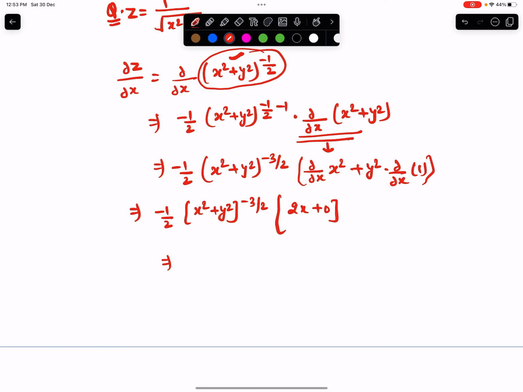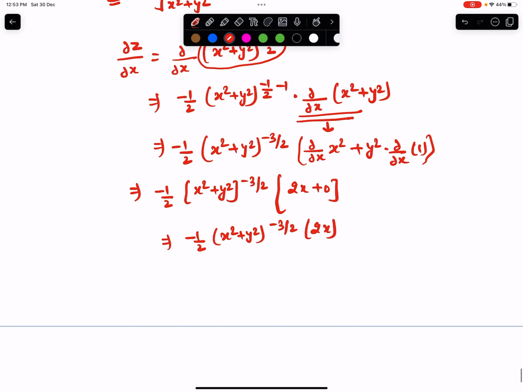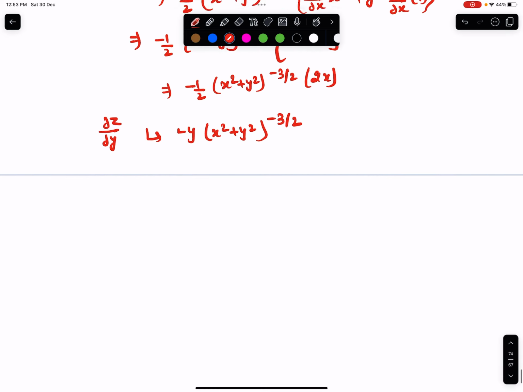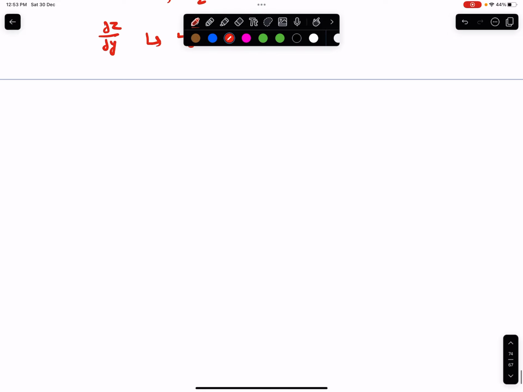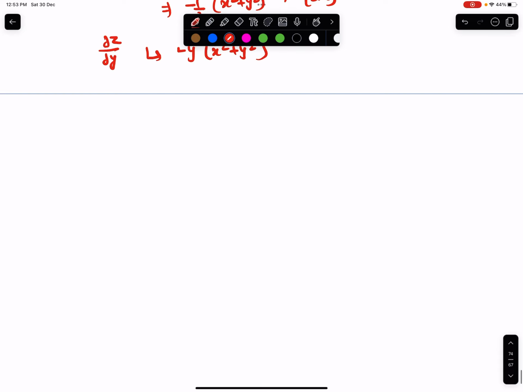So our final answer will be minus 1 by 2 (x² + y²) raised to the power minus 3 by 2 into 2x. Similarly, we will differentiate it with respect to y, and we will get our answer as minus y (x² + y²) raised to the power minus 3 by 2. This is our answer. So this is all for partial derivative. Now this is the first order partial derivative.